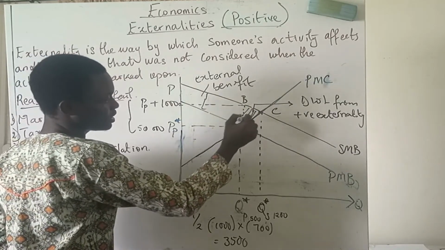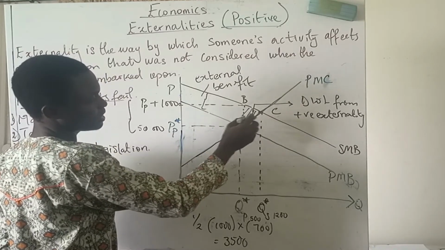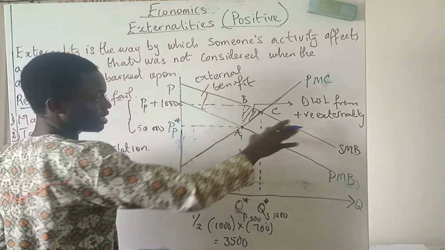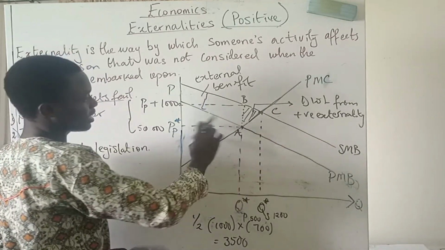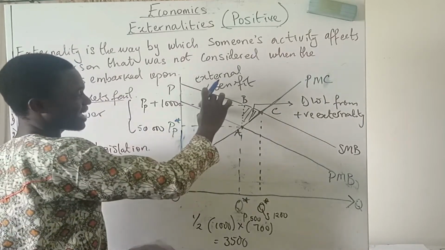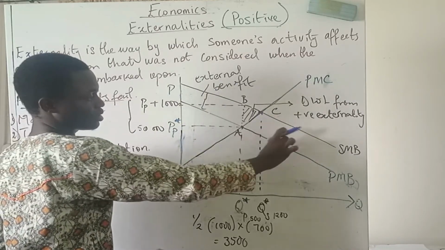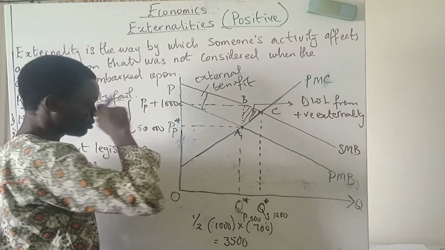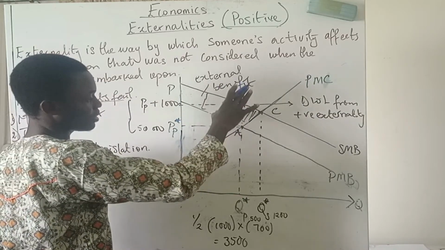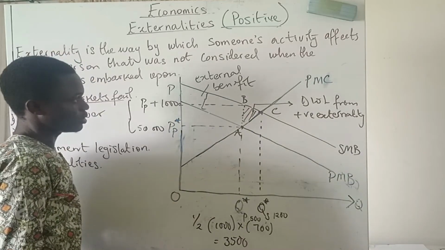So all of this, triangle ABC, is the deadweight loss from having a positive externality, whereas the 1,000 per person that I was saying is the external benefit, which is the difference in these two parallel lines. So 1,000 per person, that is. Okay, so let's just leave it that way.